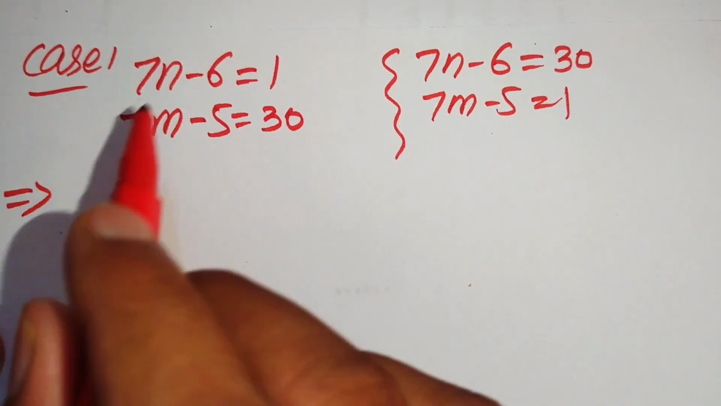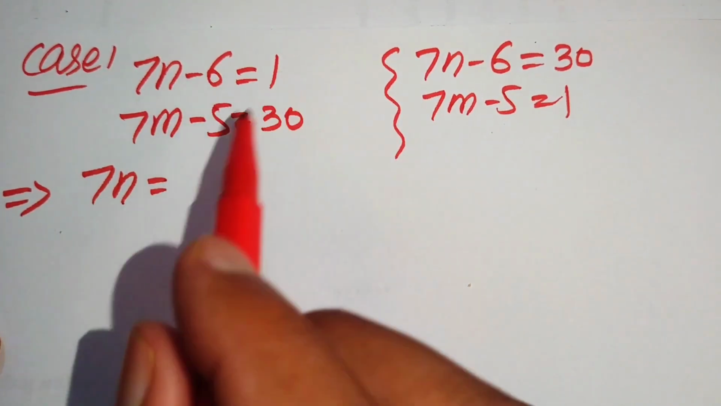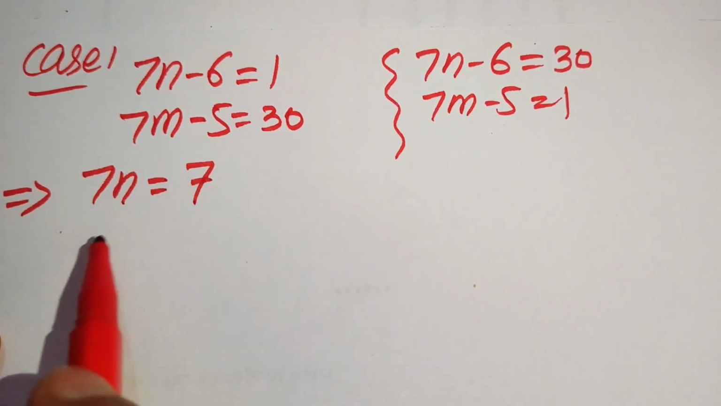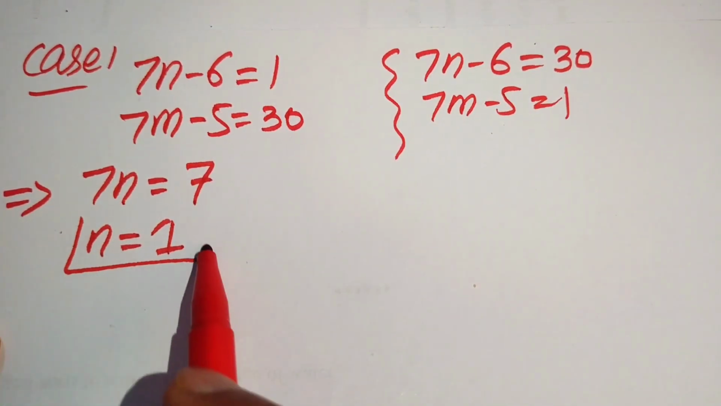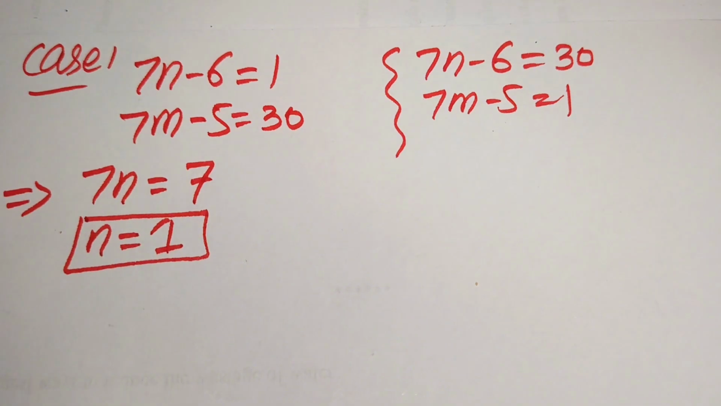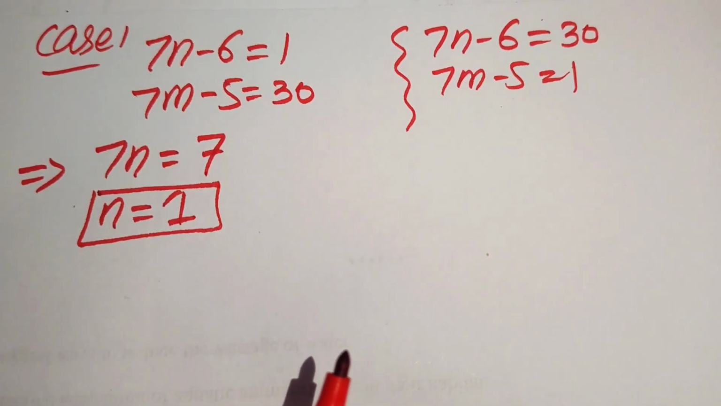So in the first equation we have 7n equals 6, we move this minus 6 to the right hand side and we get 7. So here you easily get the value of n equals 1. In order to find the values of m and n, you remember one thing: m and n must be positive or any integer.